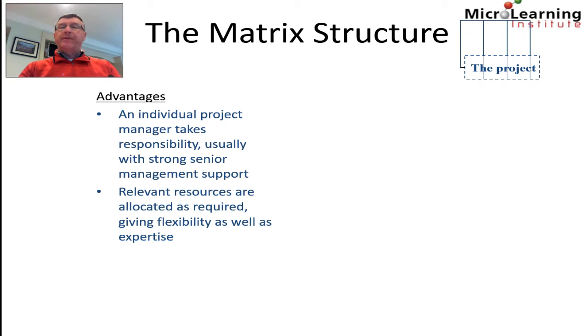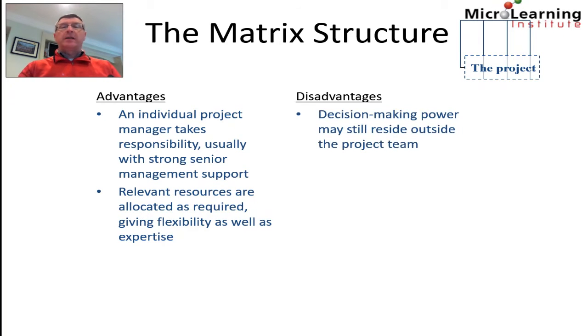So we don't have a full-time deployment of all of the resources on the project, which, as we said, in the previous structure was inefficient. Here, the resources are allocated as required, and this gives a lot better flexibility and a lot better access to the relevant expertise. However, some disadvantages can include that decision-making power may still reside outside of the project team because, of course, each individual on the project also has an individual functional manager to report to as well as the project manager.